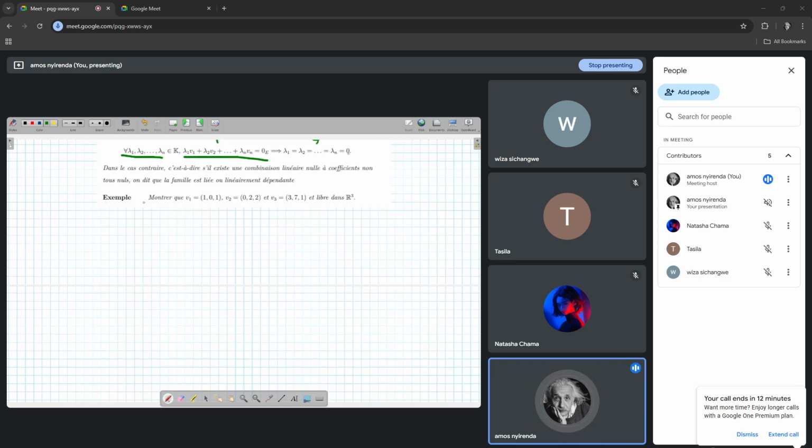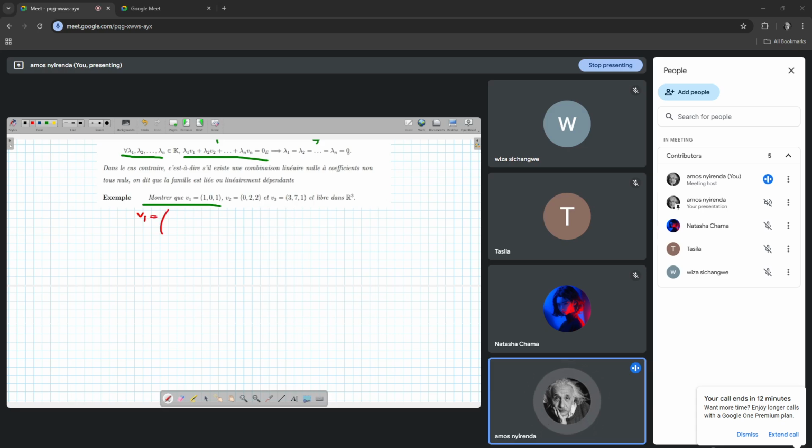Now, I'm not going to start with this example that is here. I'll pick a very simple example for us to work on. It's a very simple example for us to understand. Now, let's give ourselves a family of vectors. That's what the definition is saying here. Let's give ourselves a family of what? A family of vectors.